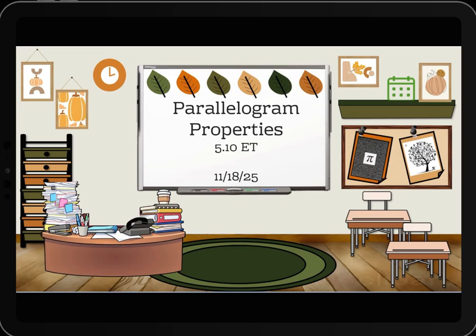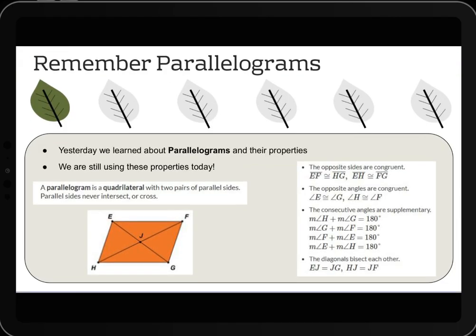Alright, so we're looking at our parallelogram properties 510. Just as a reminder of parallelogram properties, we have our parallelogram, and the properties are emphasized on the far right there based off the diagram that's provided, where you have two pairs of parallel sides that of course never intersect or cross. And we're still going to use those properties even today.